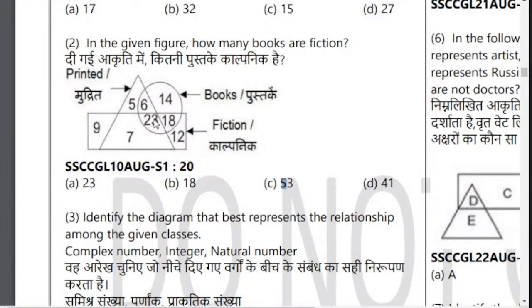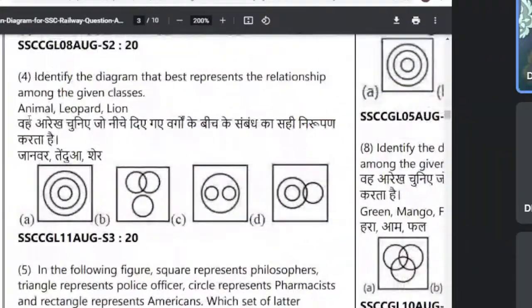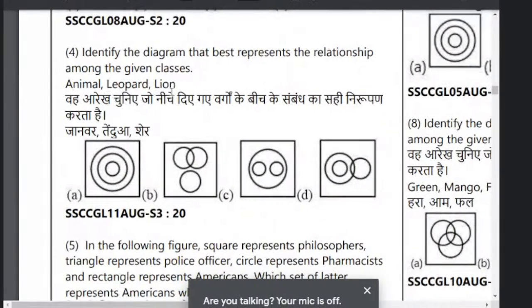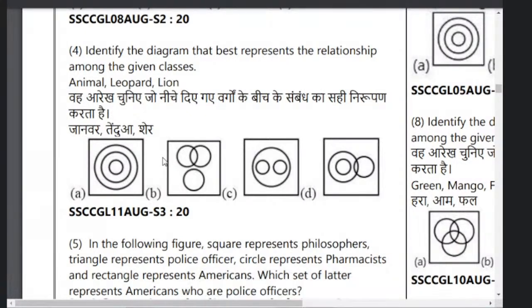Okay, but in the question third, complex number, integer, and natural number, this option C, and then the fourth, animal, leopard, and lion. What is the correct answer of this question? First, animal, leopard, and lion.